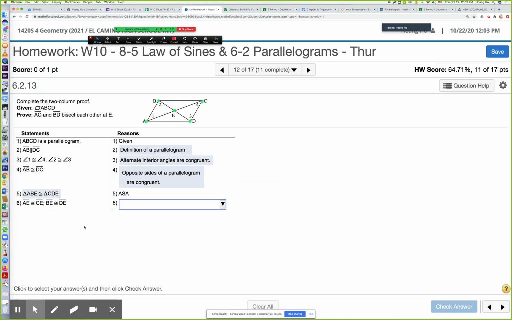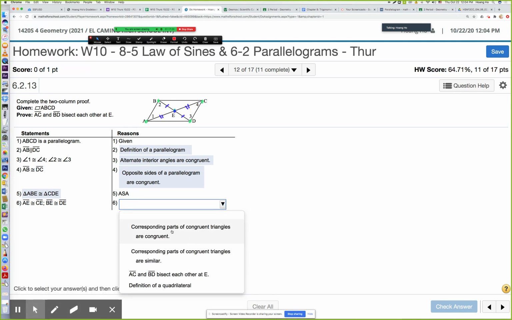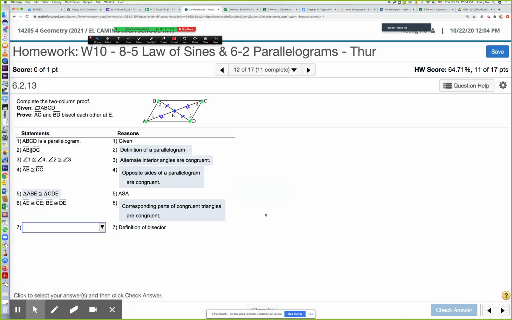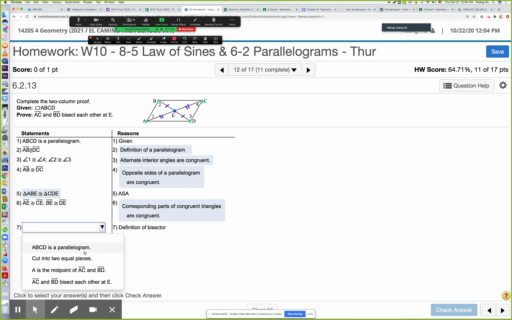Since the two triangles are congruent, corresponding sides have to be congruent. It means this side equals this side, and this side equals this side. Therefore E has to be the midpoint, so the two diagonals bisect each other. Let's choose the option over here: corresponding parts of congruent triangles are congruent. Okay, that is the correct option. And E is the midpoint of AC. AC and BD bisect each other at E. All right.